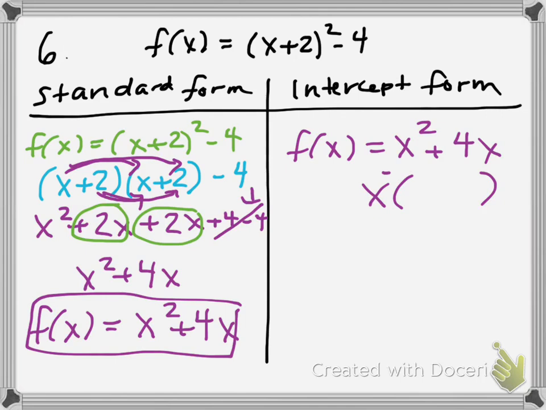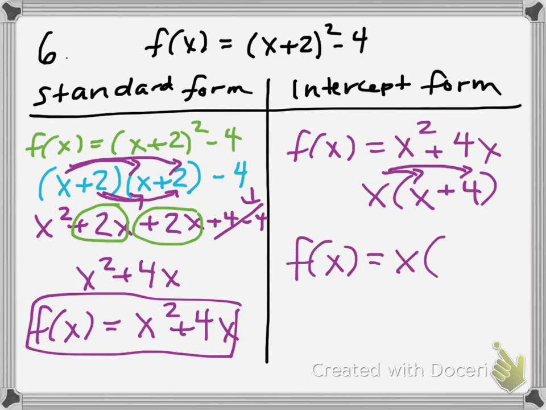What would be left? Well, x times x gets me back to x squared. Bring down your plus sign. And then x times 4 would get me back to 4x. So my final intercept form is x parentheses x plus 4.